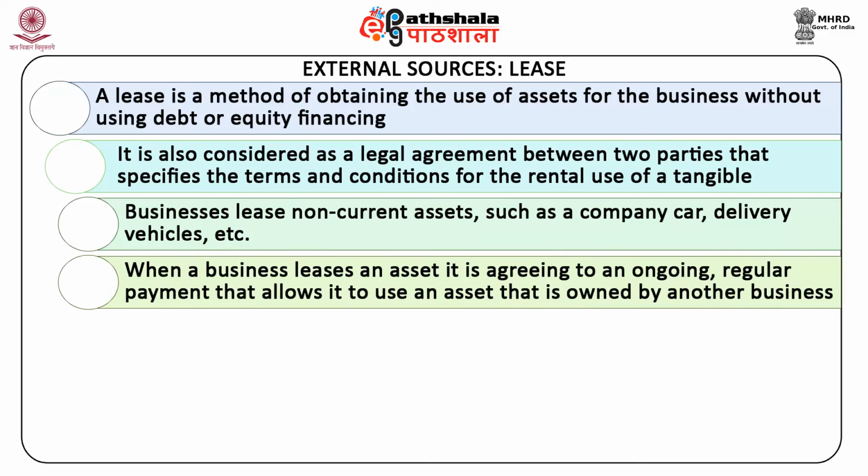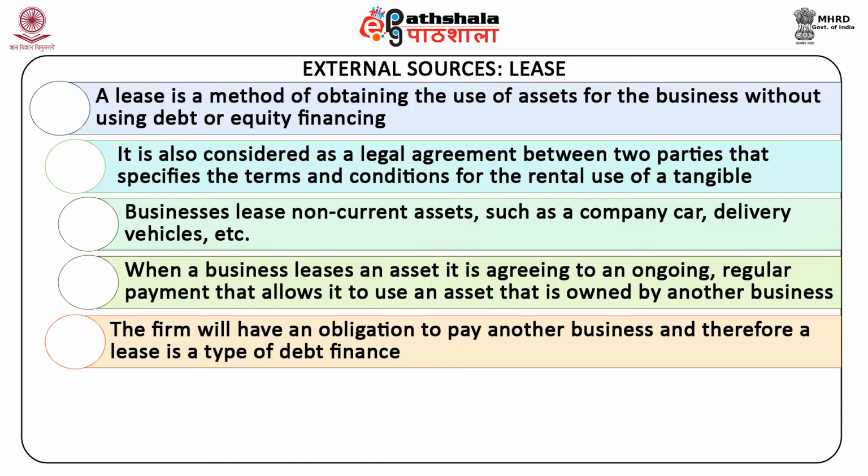When a business leases an asset, it is agreeing to an ongoing regular payment that allows it to use an asset that is owned by another business. The firm will have an obligation to pay another business, and therefore a lease is a type of debt finance. This agreement can provide tax advantages as the lease payments are usually tax deductible. They are not shown in the balance sheet and do not affect the company's gearing.